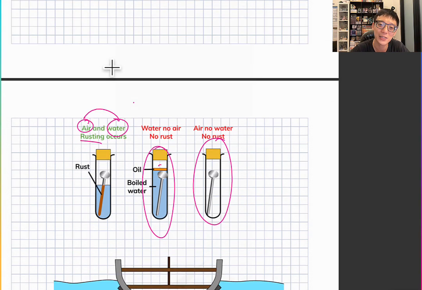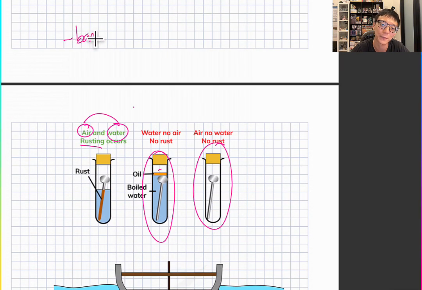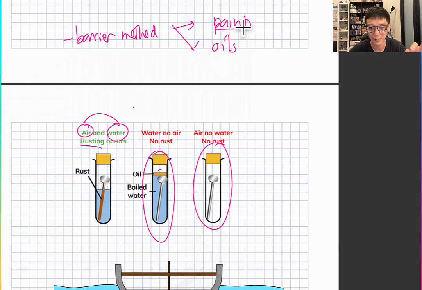So the first way is what is called the barrier method. We just coat our metal with paints or oils. If we put paints on top of the metal, then the paints would prevent air or water from infiltrating the metal, so it's not as easy for it to be exposed to air and water.